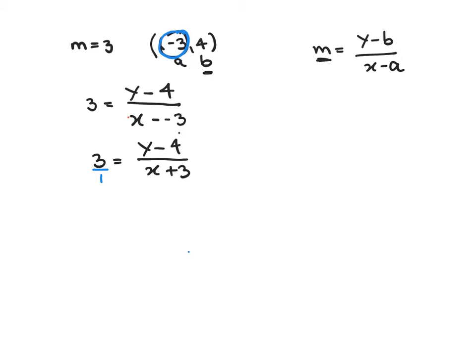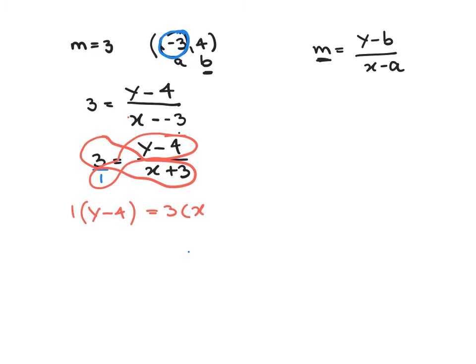Cross multiplication is multiplying the numerator on one side with the denominator on the other side. So y take away 4 times 1, you can write the 1, but it doesn't make any difference, equal to 3 times x plus 3. When we expand this, it gives us 3x plus 9, multiplying everything inside by 3.